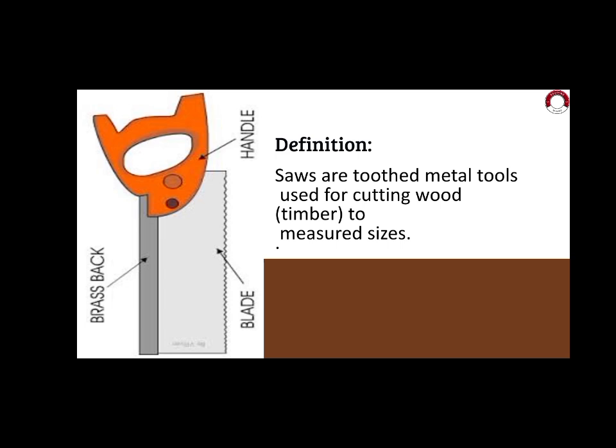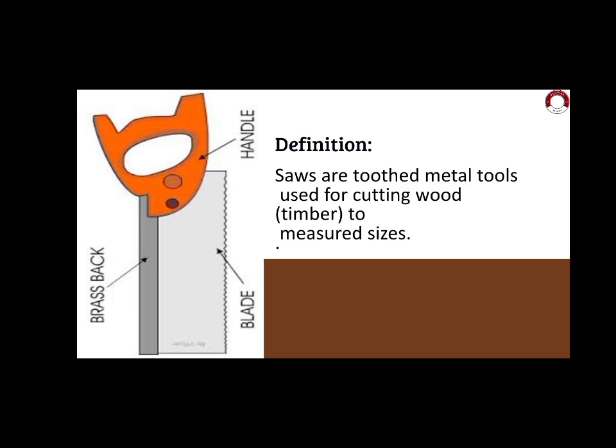What are saws? Saws are toothed metal tools used for cutting wood, that is timber, to measured sizes. Please take note. Saws are toothed metal tools. What do I mean by toothed? If you look at the one on your left there, you will see something called the blade. You can see that it is jagged. It is going up, down, up, down, up, down. That's what I mean by toothed.